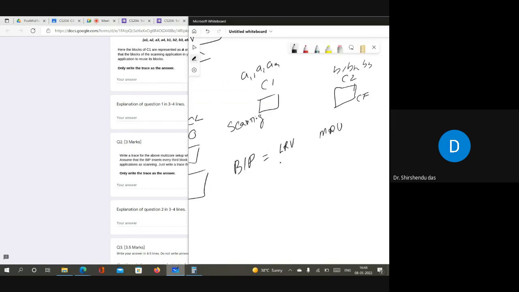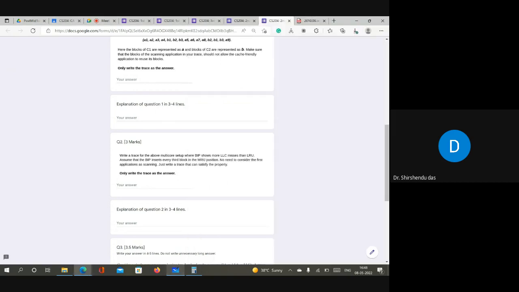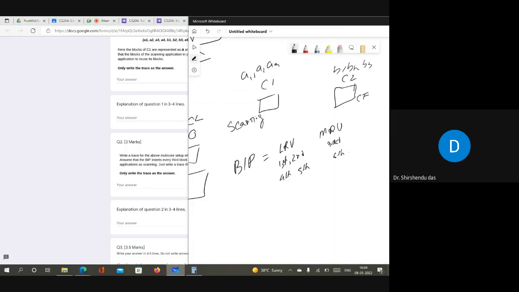So the first and second blocks will be in LRU position, the third block will be in MRU position, then again the fourth and fifth blocks will be in LRU position, and the sixth block will be again in MRU position. In this way, BIP is storing blocks, and LRU we already know. Now the question is, you have to write a trace in such a way that BIP will give you more misses as compared to LRU. So how can you design it? Though the cache configuration is the same as question 1, you need not consider that core 1 is using a scanning application for question 2.